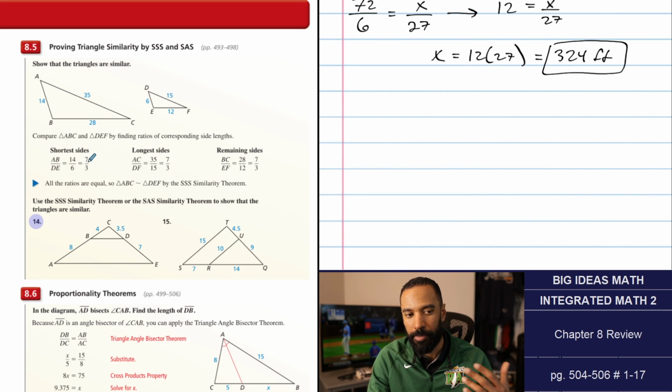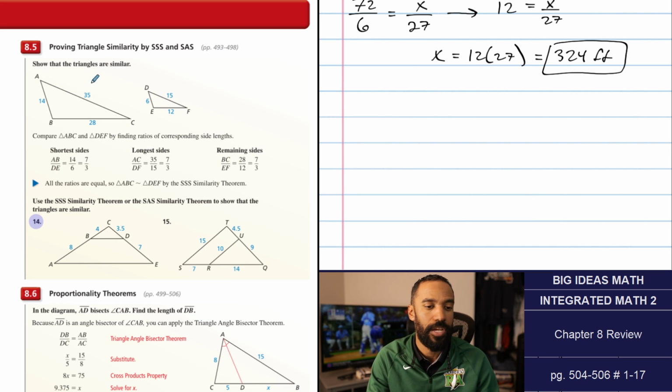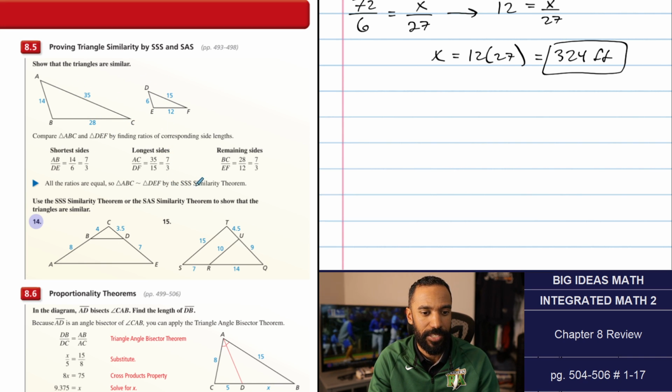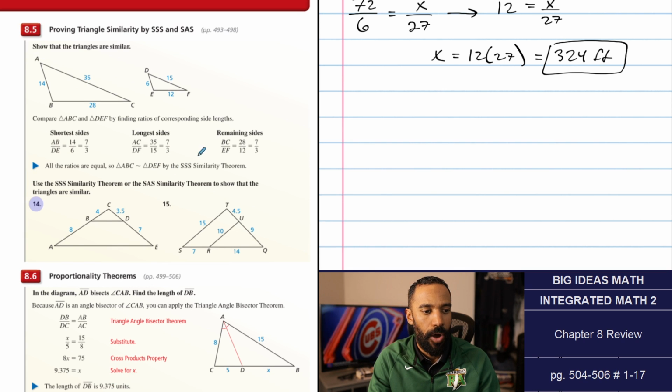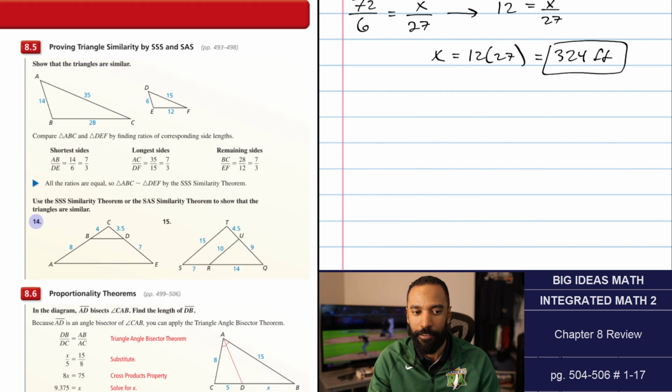All of these share the same similarity ratio of 7/3. So they're in proportion to each other, all three sets of sides. So these two triangles are similar by side, side, side. Okay, let's do that for 14 and 15 using a certain theorem.